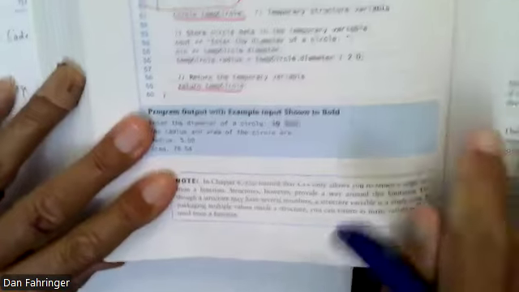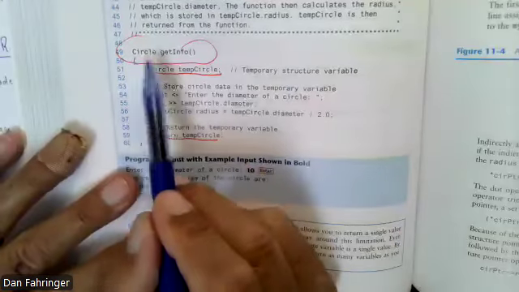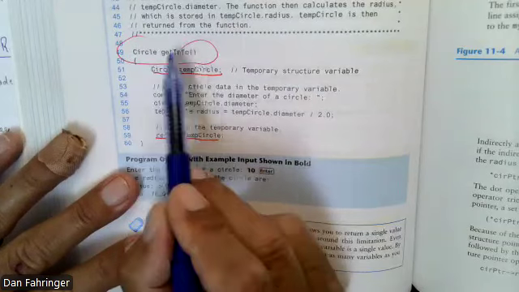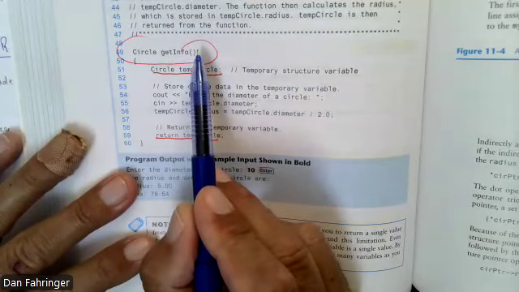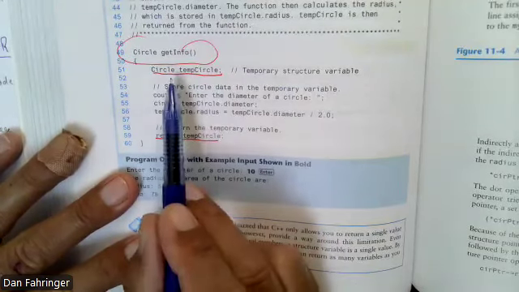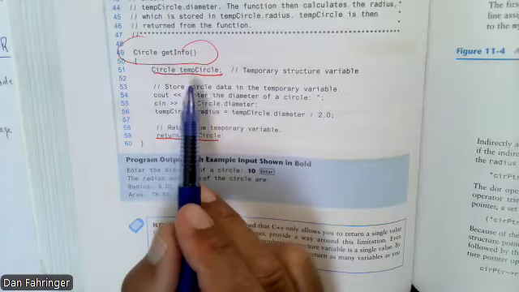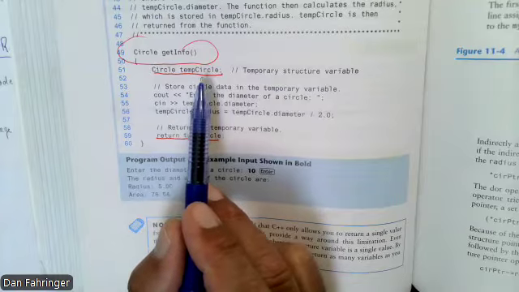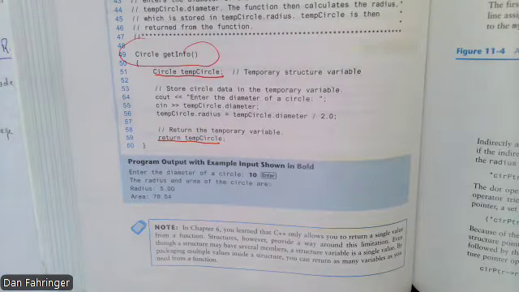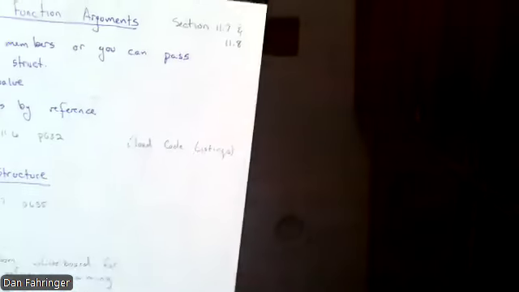Last thing is, what does it look like in the heading? I have my return type, my function name, nothing is coming in. I create a local variable called temp circle, and I return that temp circle. Yes, yes, and still good? All good here. All right.